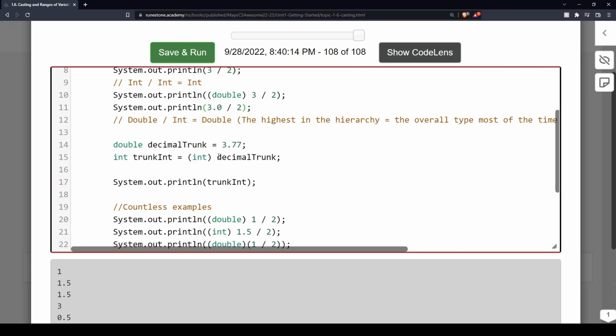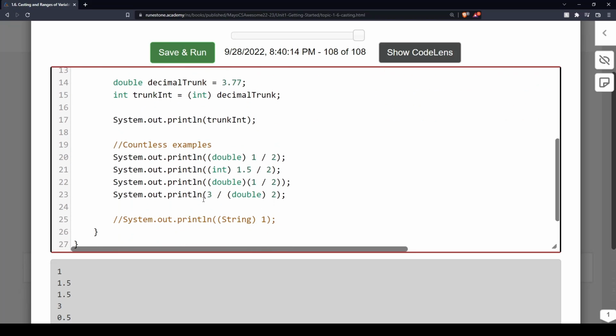So this is just another example of truncating here. We have a double 3.77 and we say become an integer, right? So all this does is it takes this 3.77 and it cuts off these decimal values, giving us an integer 3. And you see it's outputted right here.